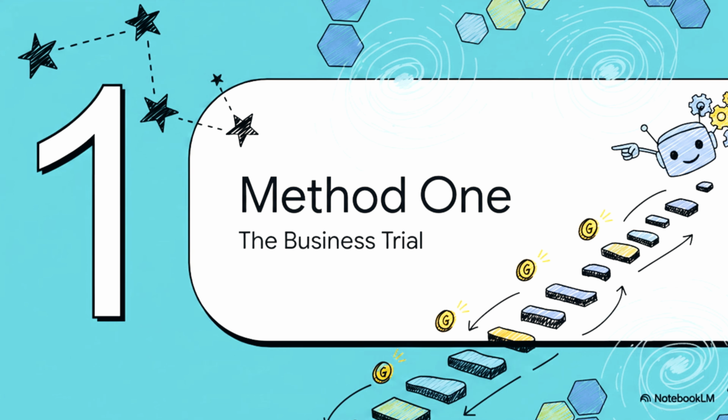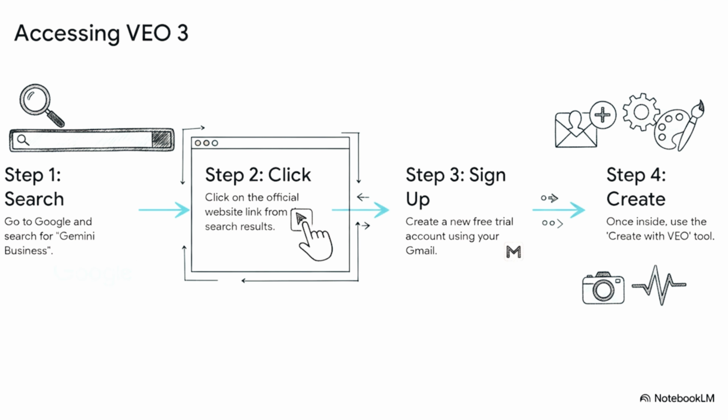Okay, so how do we actually do this? Well, the source lays out a couple of methods. Let's start with method number 1. It's all about something called the Gemini business trial. And you know what? The steps are actually super simple. You just hop on Google, search for Gemini Business, find that official link, click on it, and then you sign up for the free trial using your regular old Gmail account. And that's it. Boom. You're supposedly in.